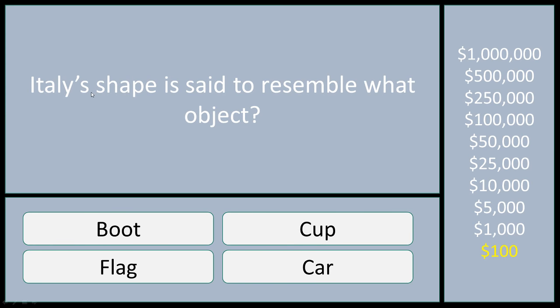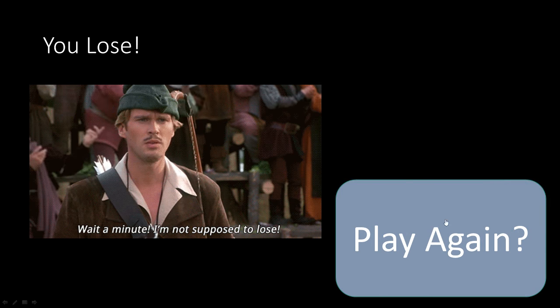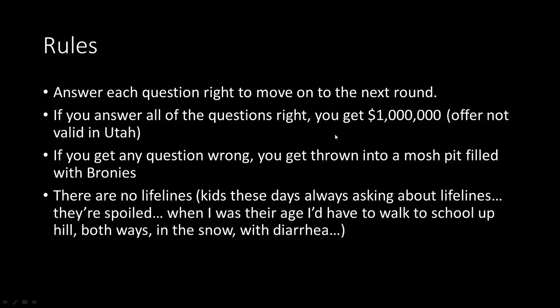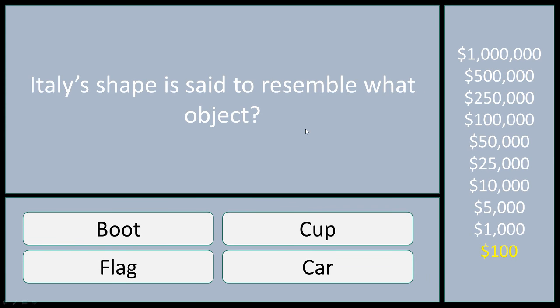Now let's say I get it wrong. So Italy's shape is said to resemble what? And I pick cup. It takes me to my lose screen. You lose? Wait a minute. I'm not supposed to lose. So then I can click play again, and I can go back and keep doing it until I win. That's basically the idea of the game.